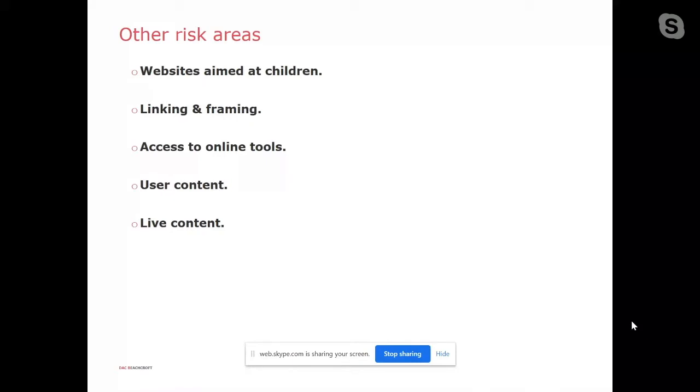Two more, user content. If your site allows users to post content on the site, then there are obvious points to consider around potential liability arising from harmful posts. That's the sort of thing that will be covered by what I talked about earlier on the acceptable use policy. That will deal with content rules and standards and liability arising from that. And finally, live content. If you're providing any sort of stream of live content via the site, then obviously you need permission from the copyright holders to do that, to avoid infringing copyright.